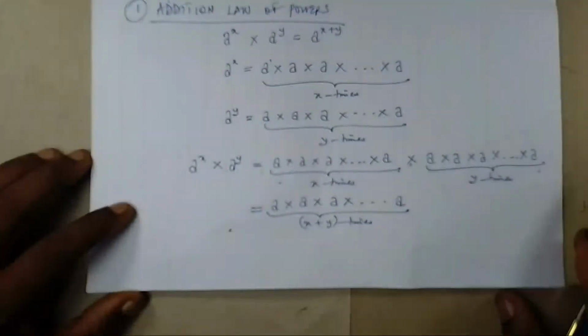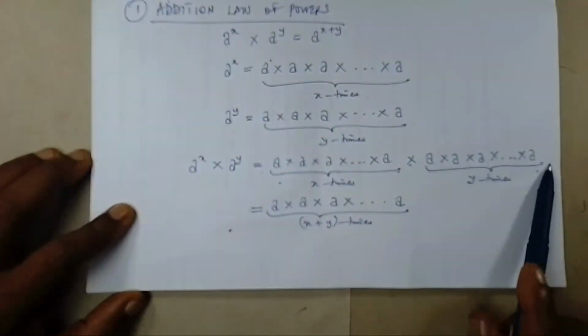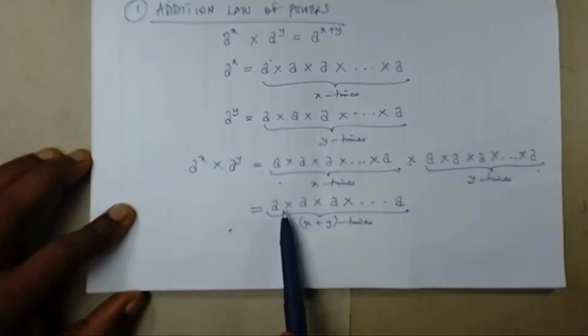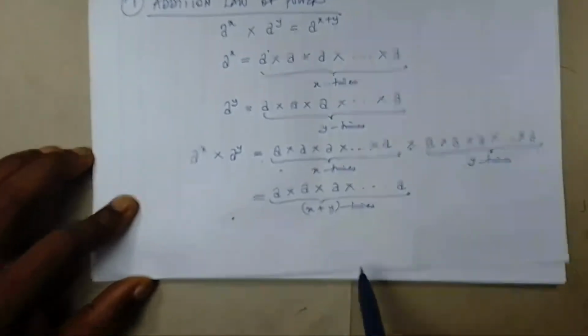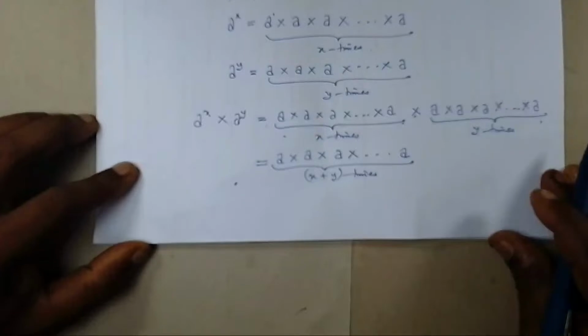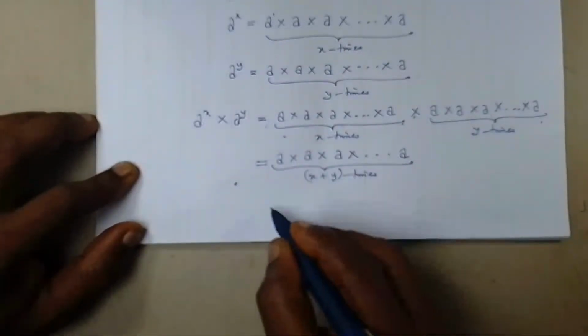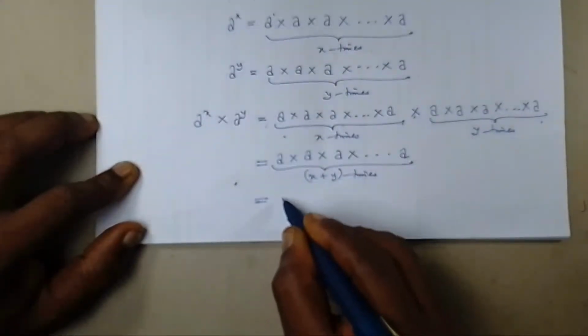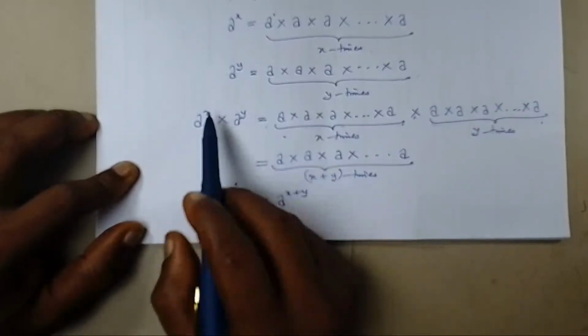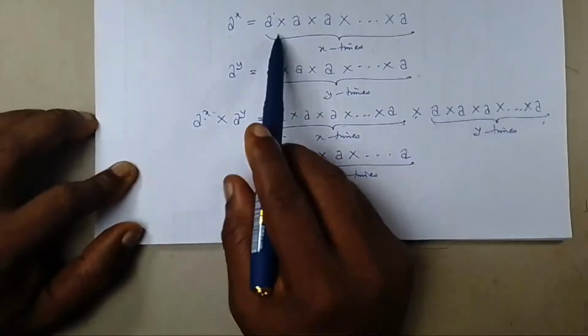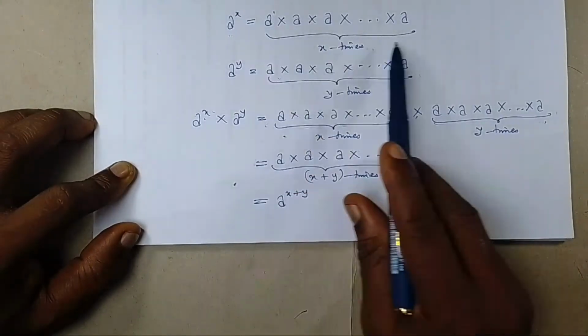Now, if you merge all the a's in multiplication, you end up realizing that you have actually multiplied a by itself x plus y times. And that would mean that if you multiply a by itself x plus y times using a similar notation, then this would mean a raised to power x plus y, if a raised to power x means multiplying a by itself x times.